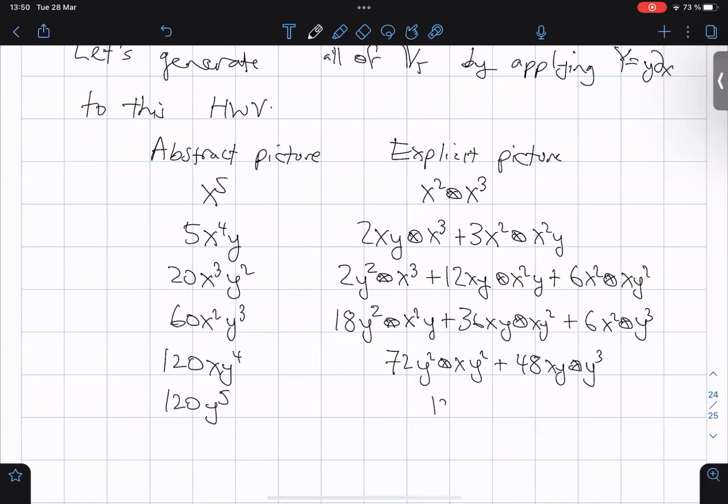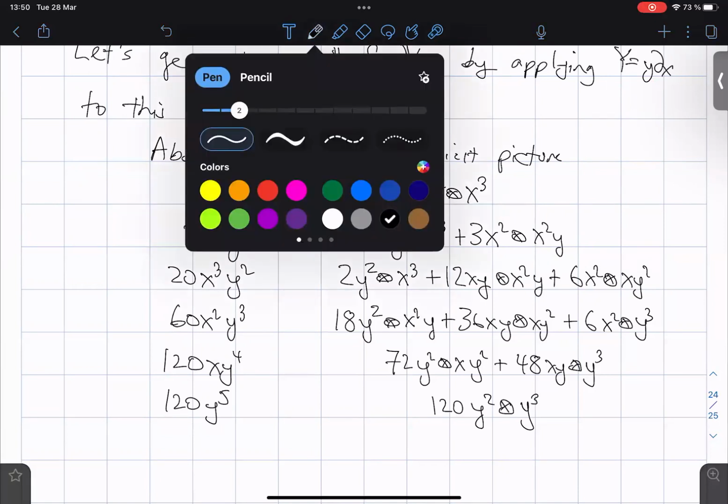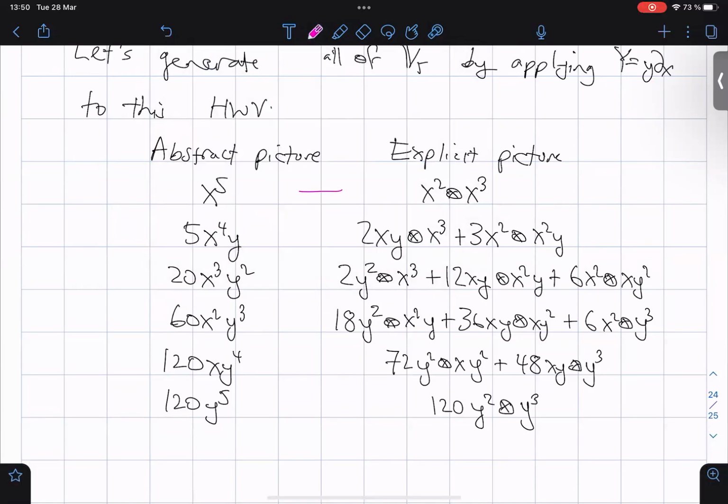And lastly, get that. And just double check this. Yeah, I think it looks good. And again, on this bottom one, if I hit it with y again, I'm going to get 0. So there is a correspondence here.